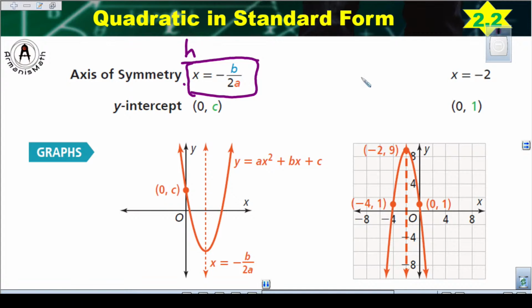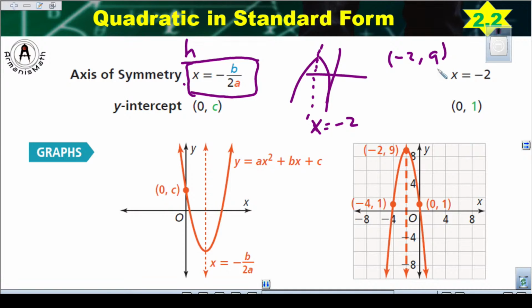The axis of symmetry is the line that cuts your parabola in half. And for our parabola, because it was pointing downward, that's the line that cuts it exactly in half. So it goes through the x part of the vertex. X equals negative 2 at this point. That's an imaginary line that goes through exactly the middle of the parabola. Slice it exactly in half, like a mirror. And in this case, it was exactly at negative 2 because the vertex was negative 2, 9.